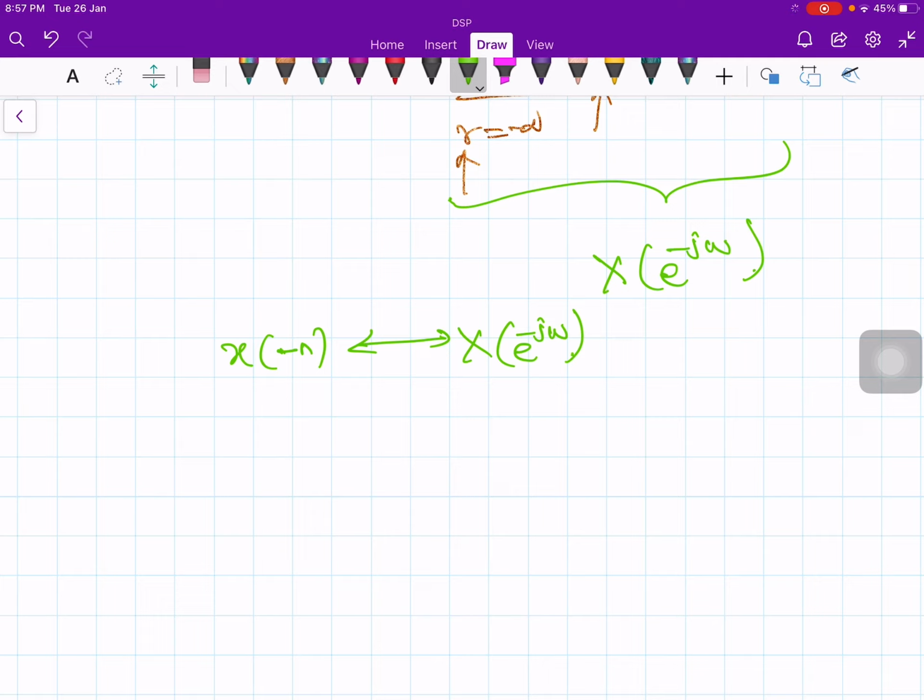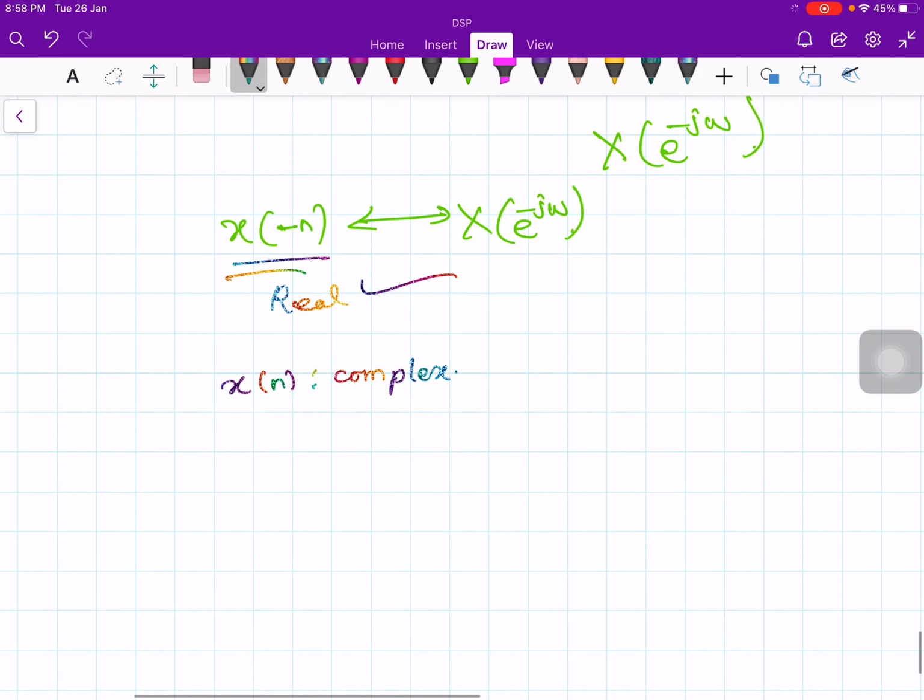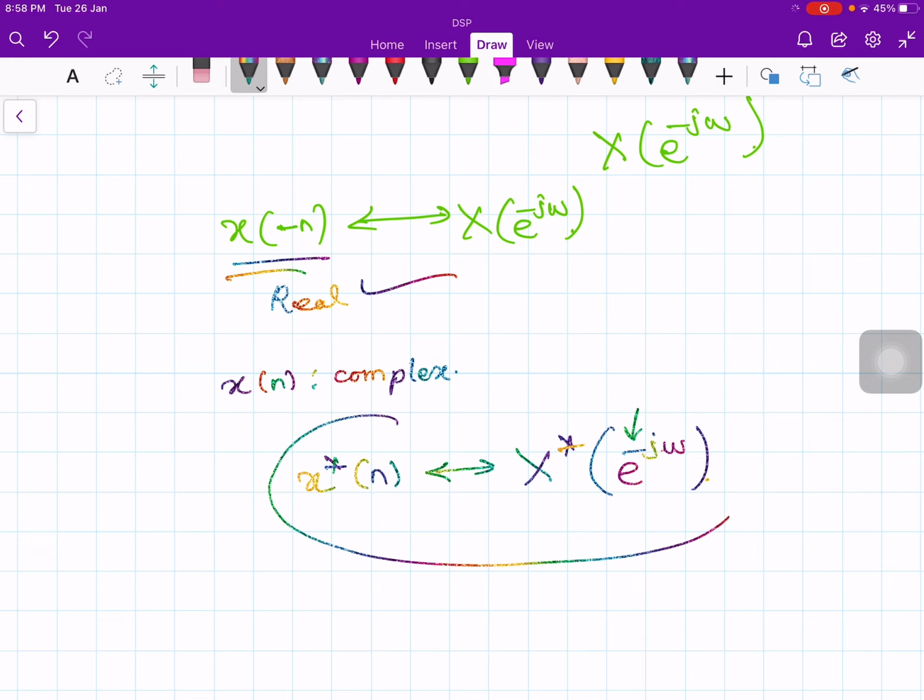In case x of n is a complex quantity, if x of n is real, no problem. If x of n is complex, then what is going to happen? In that case, you don't take x of minus n, you take the conjugate of that. X conjugate of minus n has the discrete time Fourier transform of x conjugate of e to the minus j omega. Okay, and this property is also not difficult to prove.